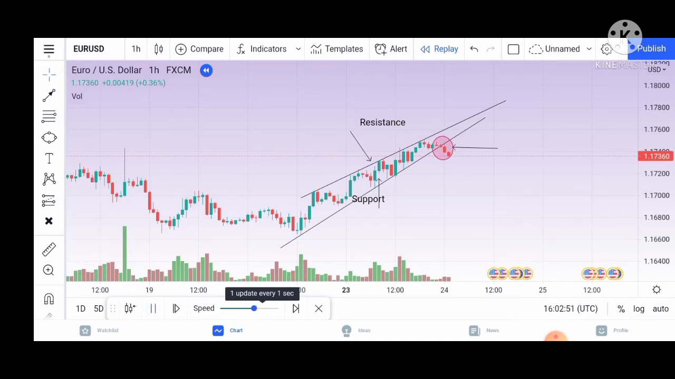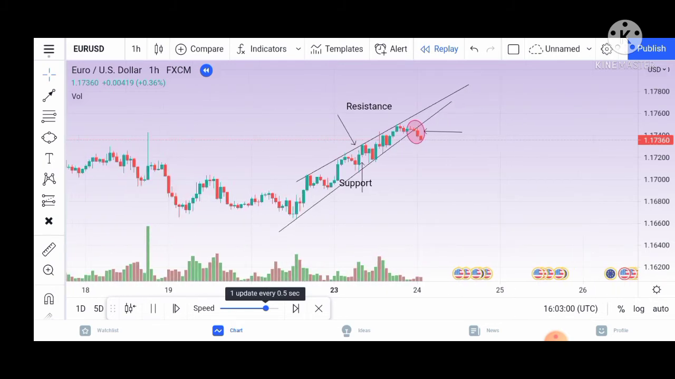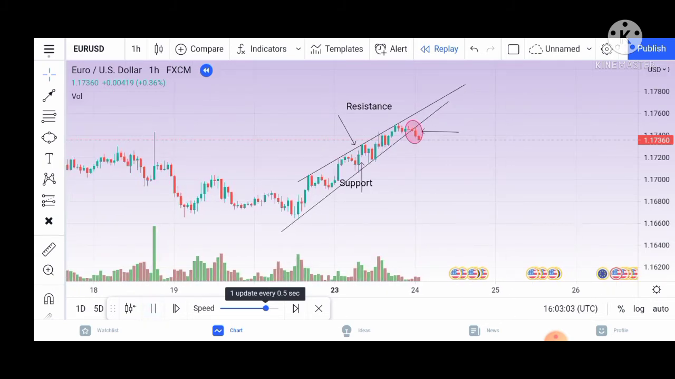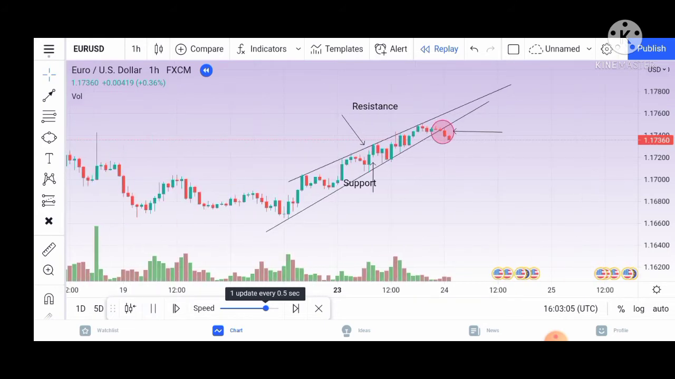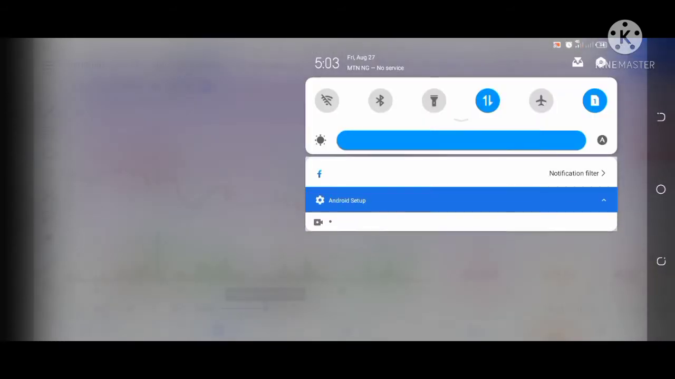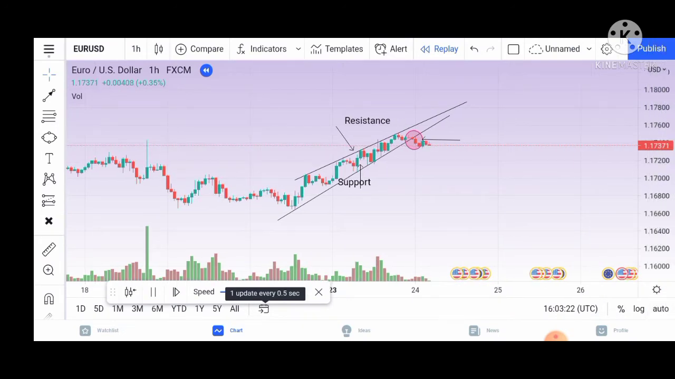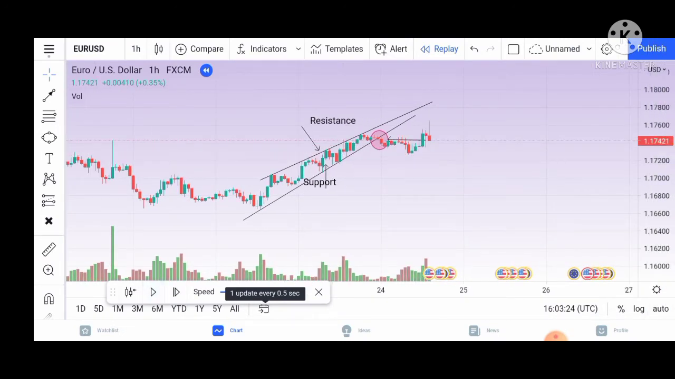Let's see the turnout. I'm trying to play to see what would happen. I think there's a little interruption with my network there. Yes, there's a little issue with my network. Okay, now you see what happened.